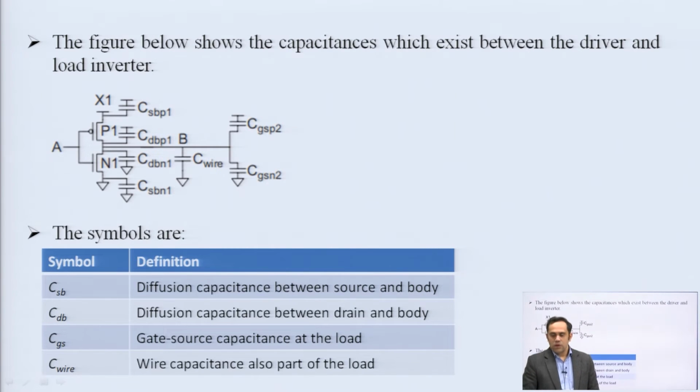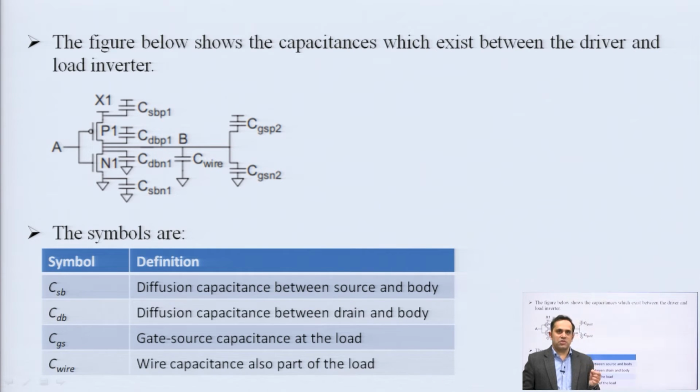So, this figure is basically a capacitive version of your inverter. These are some of the symbols of capacitances which you can encounter in an IC. You have diffusion capacitance between source and body or substrate, diffusion capacitance between drain and substrate, some gate source capacitance at the load, and wire capacitance which is connecting point A to point B, which is also considered as part of the load.